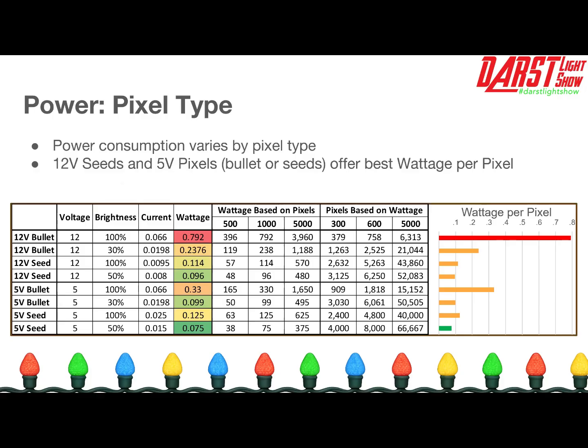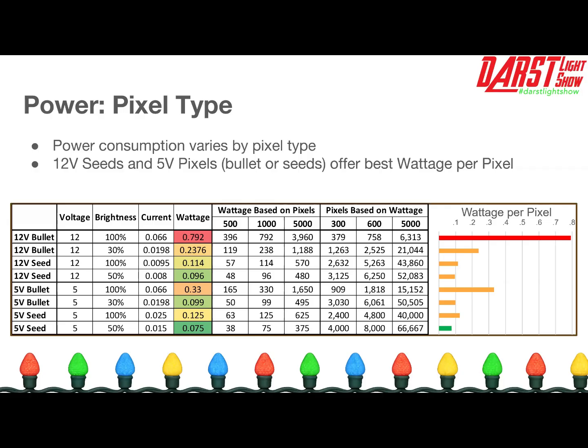So, pixel type. This used to be a kind of point of contention among people starting their mobile shows. Prior to seed pixels, you basically had two options for a pixel show. You had 12-volt bullets and you had 5-volt bullets or squares or whatever, but they all used the WS2811 at the time.